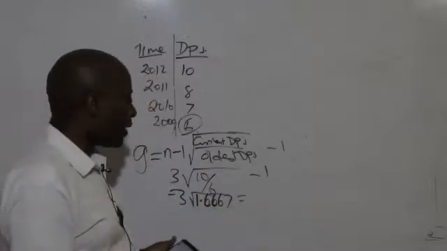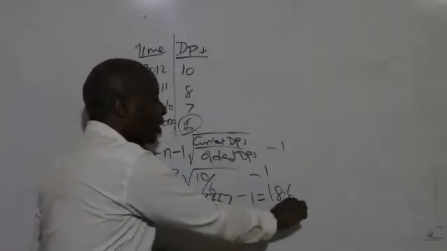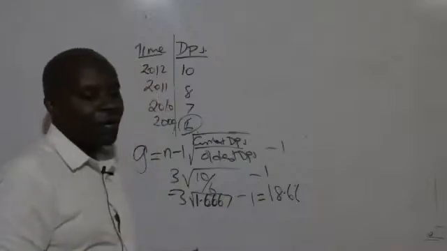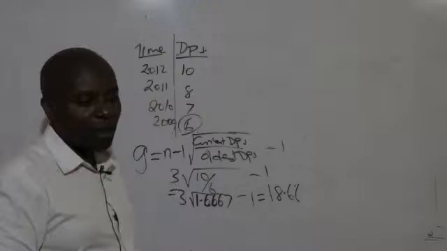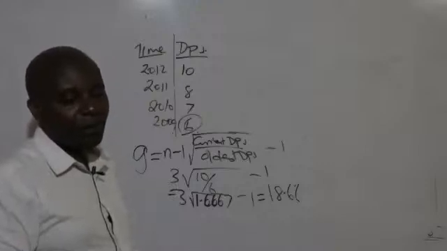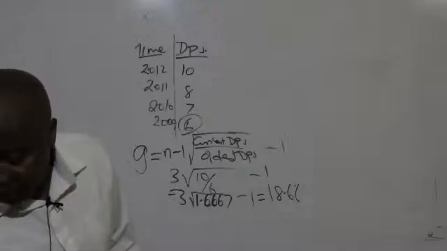Whatever we get, don't forget to subtract 1. That is how those students, after they got some figure and multiplied it by 100 for purposes of changing it to a percentage, got 18.6%. 18.6% is correct.